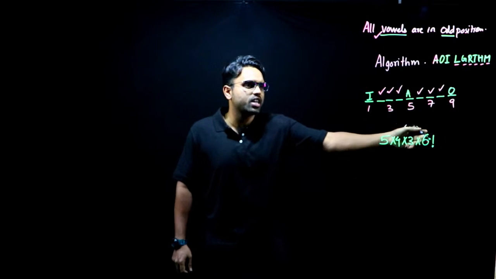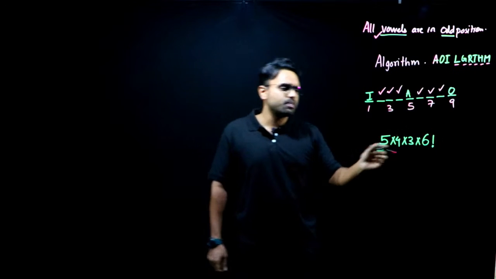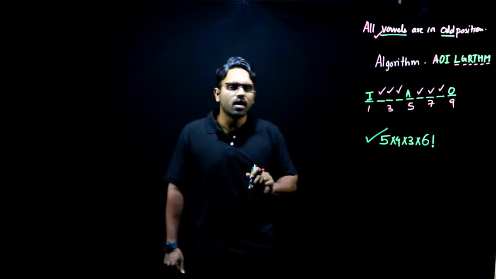6 people, 6 chairs can be arranged in how many different ways? They can be arranged in 6 factorial ways. So this gives me the answer.